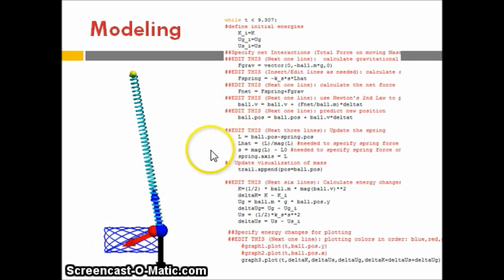This portion of the code is used to update the position of the spring. Here you can see the kinetic energy is being recalculated, and the change in kinetic energy, or delta K, is being calculated here. This is also done below for gravitational potential energy and spring potential energy. At the bottom is the line I used to create the plot of the energies.